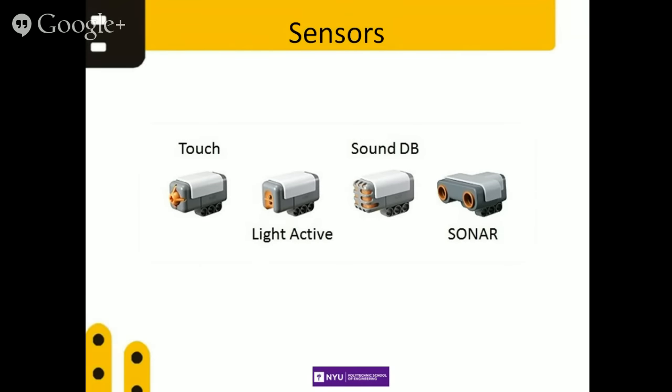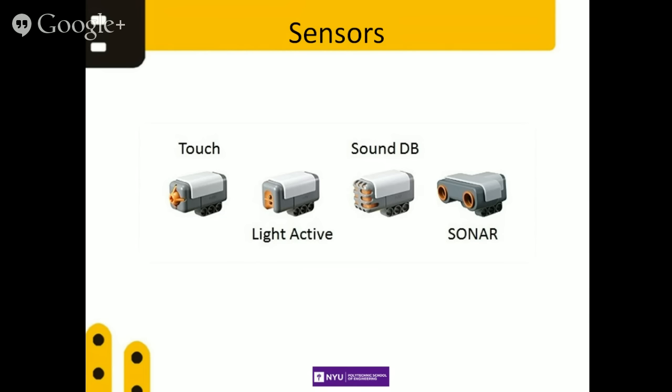So what this sensor does is it detects whether the robot is touching something or not. And as you can see, the first one is what that sensor looks like. Then we have light sensors. What a light sensor does is it gives you the feedback of how much light the robot is receiving.